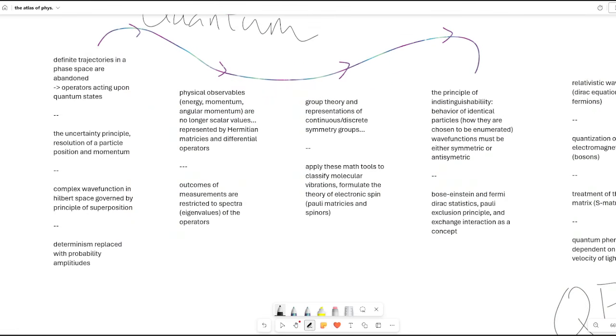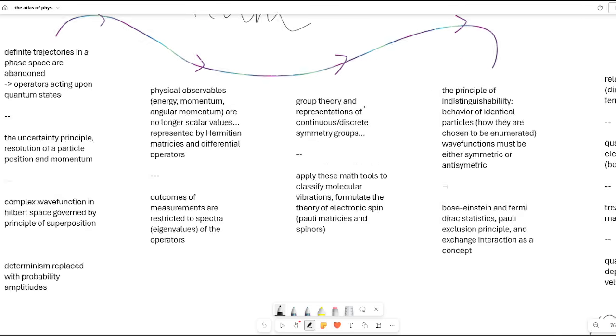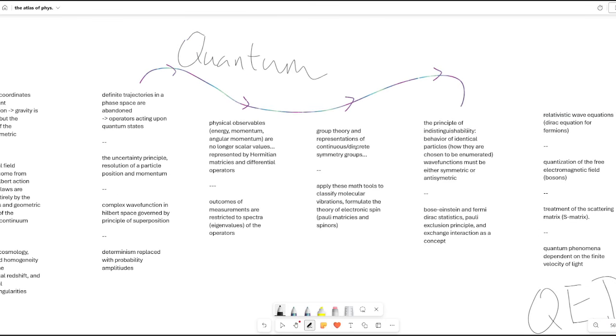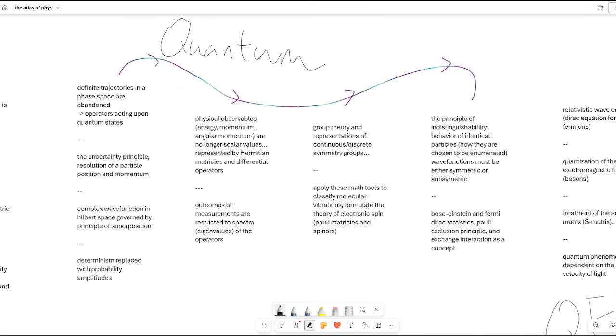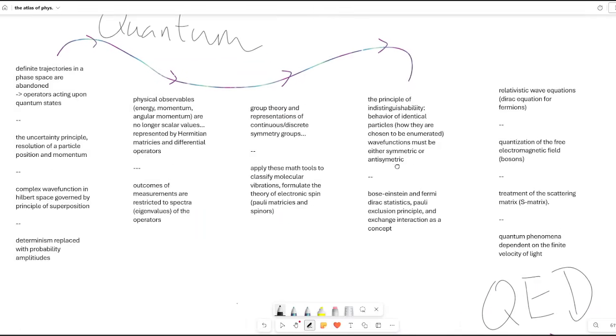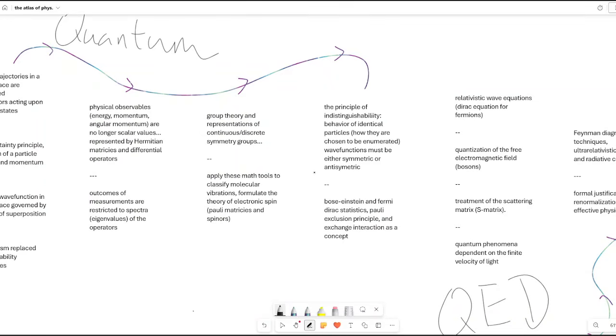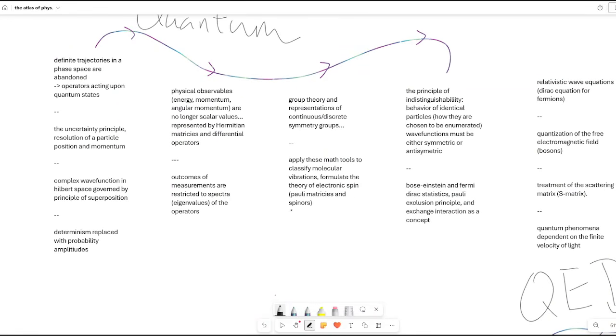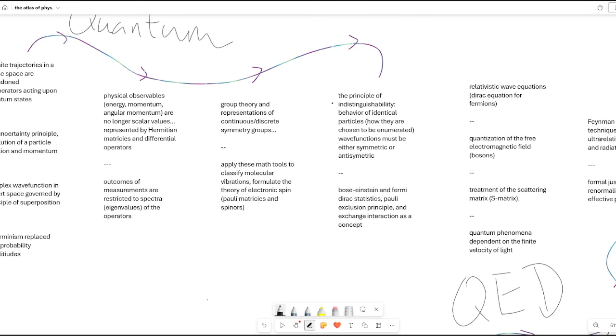Group theory and representations of continuous and discrete symmetry groups are a core part of quantum mechanics. This should be emphasized. And we apply these math tools to classify molecular vibrations, electronic spins, Pauli matrices and spinors. The theory of electronic spin is governed by Pauli matrices and spinors, Clifford algebras, and projective geometry. The principle of indistinguishability basically tells us that the behavior of particles, how they are enumerated with wave functions, must be either symmetric or anti-symmetric.